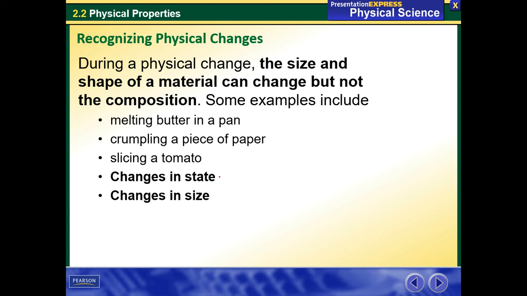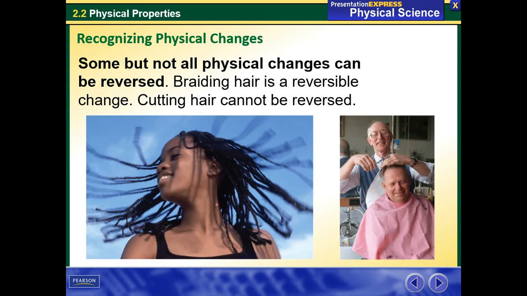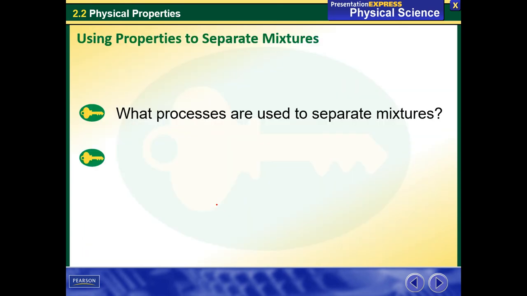So changes in state, like solid to liquid, when I melt things, is considered physical. Or change in size, cutting a piece of paper in half. That's considered physical because it's still paper. Now, some but not all physical changes can be reversed. Braiding hair is something that you can reverse, but cutting it, you can't put it back how it was, so that's irreversible or not reversed.